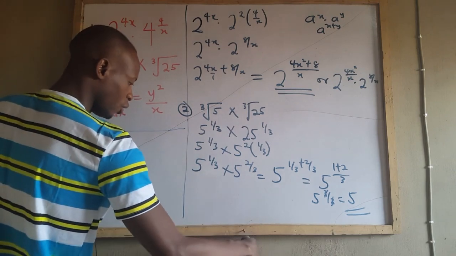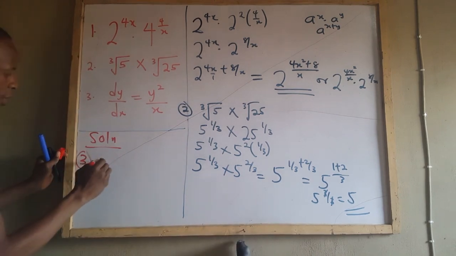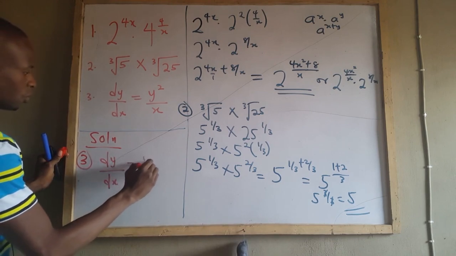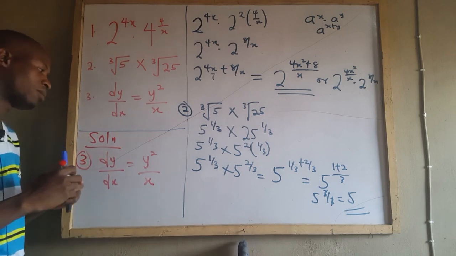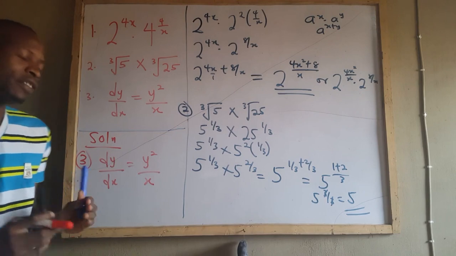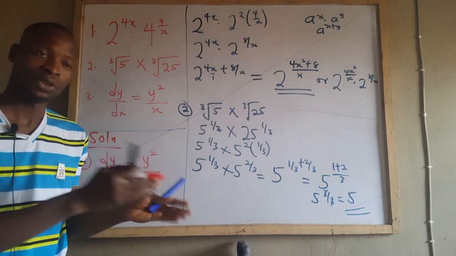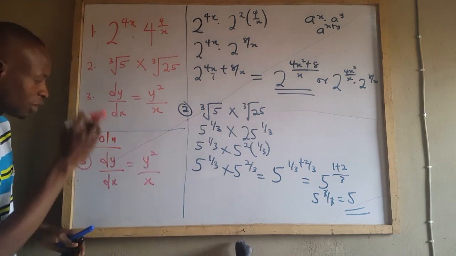Okay. The third question here. We are given dy/dx equals y squared over x. Now this is a homogeneous differential equation. For homogeneous differential equations, we have types: the first order and the second order differential equation. So this particular one, how do we tackle it?